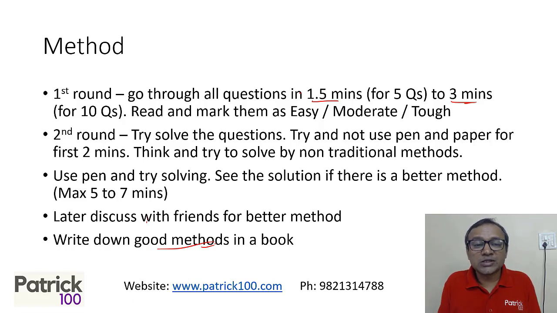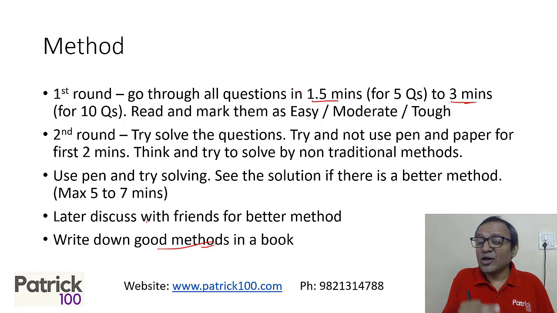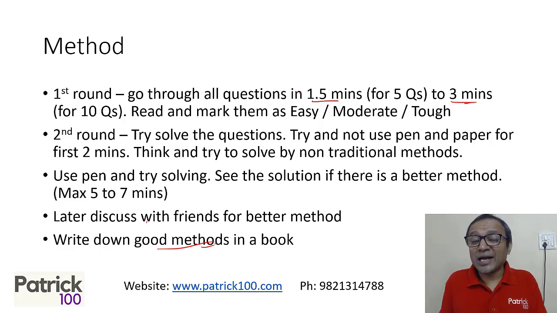If you can do this, that will help you in all ways, from selection of questions to getting better methods and the whole strategy. Also, once you finish this, go back and check whether your marking of easy, moderate, tough was right or wrong. If it's wrong, why was it wrong and how do you change it? That's what you need to do in terms of correction.